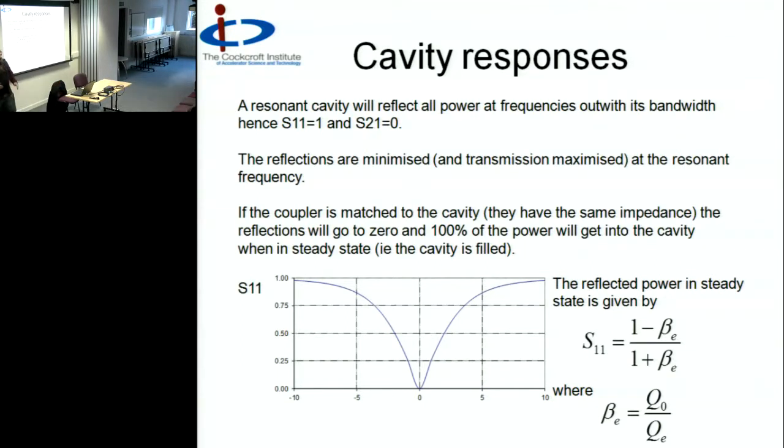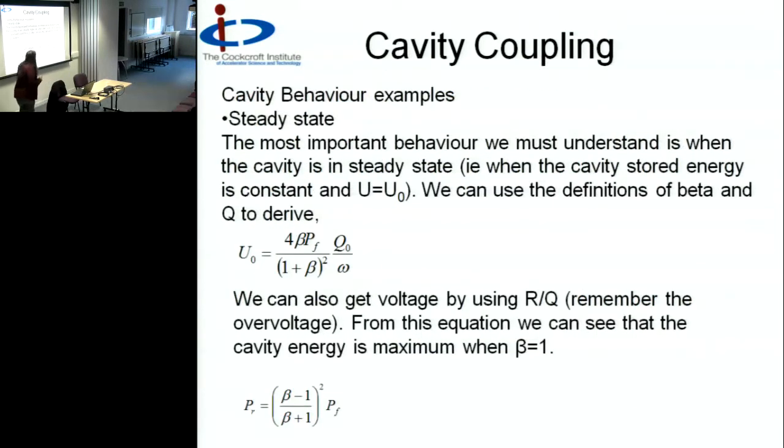So obviously you want beta E to be equal to 1. Because when beta equals 1, S11 goes to 0, you have a matched system. So you want Q naught to equal QE for a matched system. I'll show you this a bit later on, where this comes from. And in the advanced lectures I do next year, I do a full derivation of that equation. But I don't do it in introductory lectures, because I've only got 4.